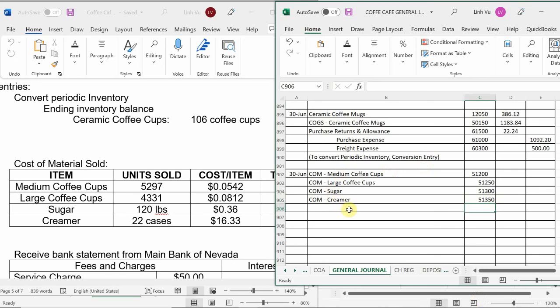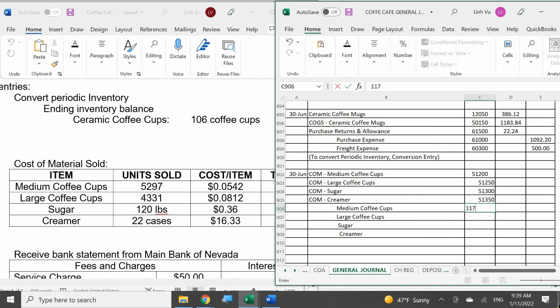Okay, and then of course, like what Brian said earlier, you're going to be taking them out directly from each account. So in this case, you're going to be taking it directly out of the medium coffee cups account, the large coffee cups account, the sugar account, and the creamer account. Which should start with 11,760, 11,765, 11,770, and 11,775.